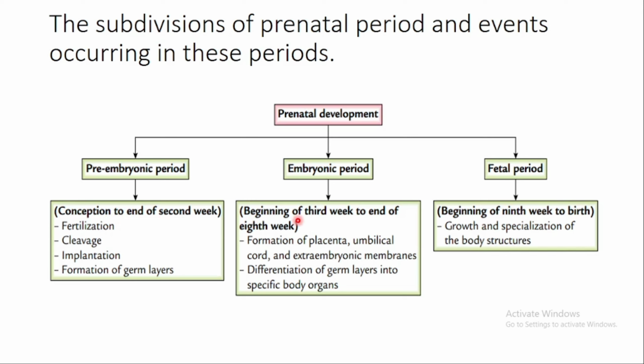The embryonic period, however, is a period during which the placenta, the umbilical cord, and the extraembryonic membranes form, and also differentiation of germ layers into specific body organs. So these germ layers that were formed during the pre-embryonic period differentiate into specific body organs during the embryonic period. And the embryonic period begins from the 3rd week to the end of the 8th week. After that, we enter the fetal period, which begins from the 9th week to birth. And during this period, the changes that take place specifically are just growth and specialization of the body structures.